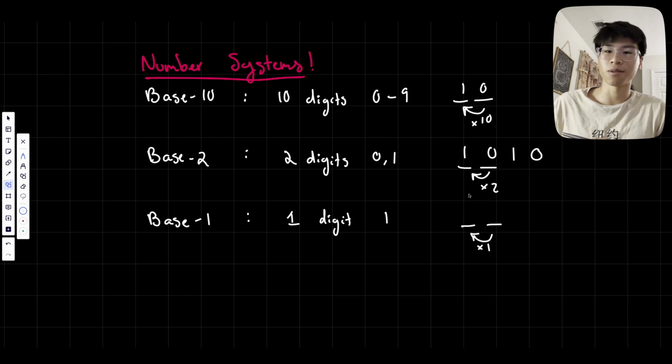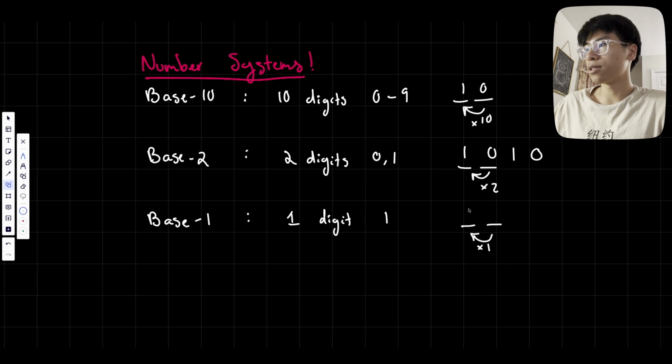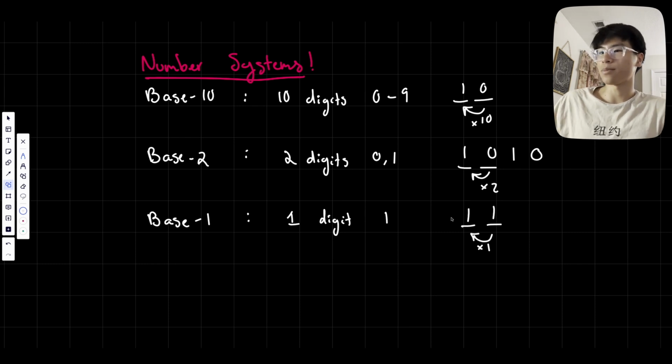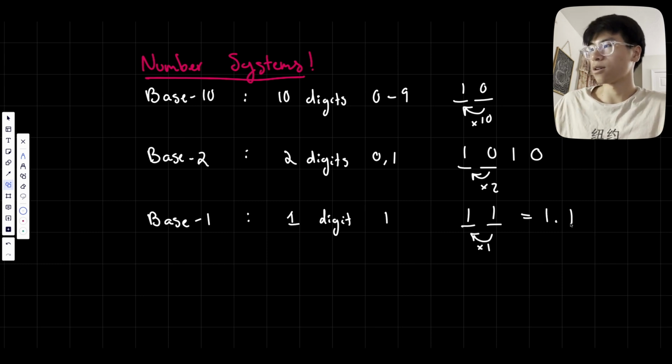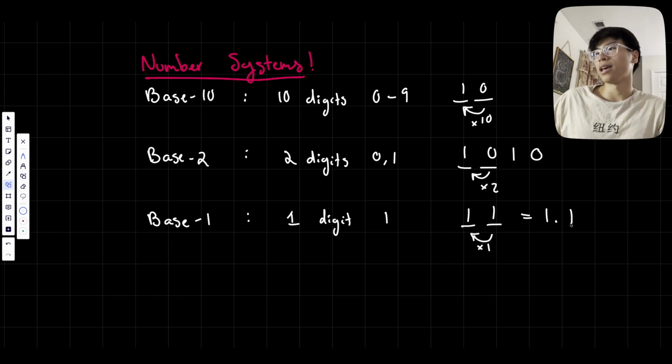So we're only going to be dealing with natural numbers for now, but you could see a slight problem. For example, if you had 11 in base 1, that would have a value of 2. But that would also be the same as 1.1 because the 0.1 in the decimal place has the same value. But let's not worry about the decimal place at all.